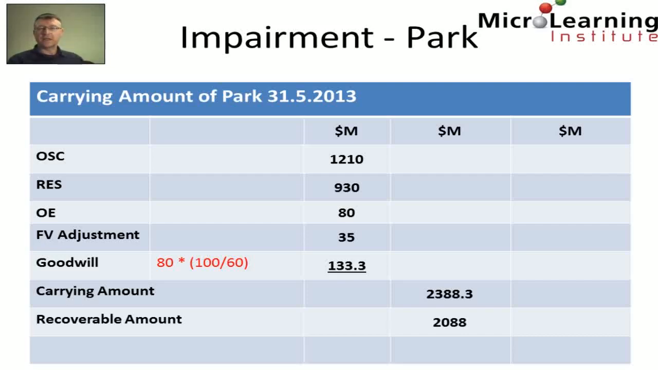Again, the question tells us that the recoverable amount is only $2,088 million, and of course we recall that IAS 36 impairment tells us that we can carry an asset or a cash generating unit at no more than its recoverable amount. So as the recoverable amount is less than the carrying amount, we must recognise impairment with respect to the group of $300.3 million.